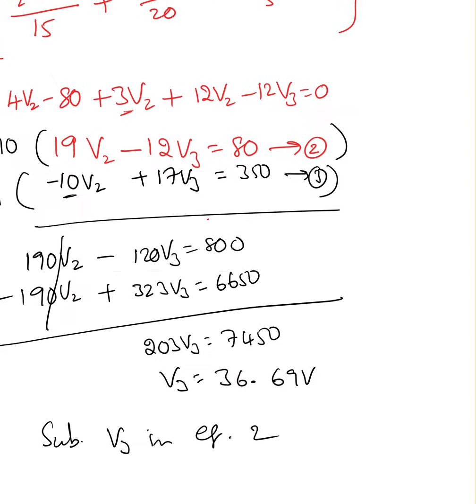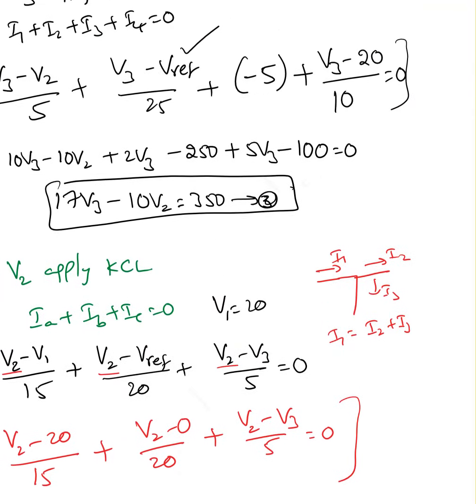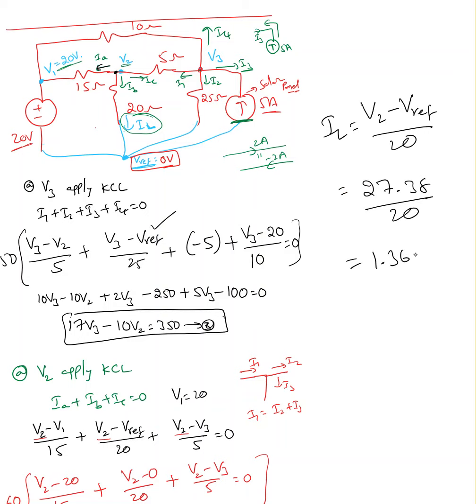Okay, once you substitute this V3 in equation 2 or equation 3, substitute V3 in equation 2, I end up with V2 equal to 27.38 volt. Okay, once I find V2, I can find any quantity. I mean, since I know every node voltage here, I can find any other quantity, but our goal is finding IL. Your IL equal to (V2 minus V reference) over 20, which is nothing but 27.38 over 20. That value is 1.369 ampere. This is our current passing through the 20 ohms.